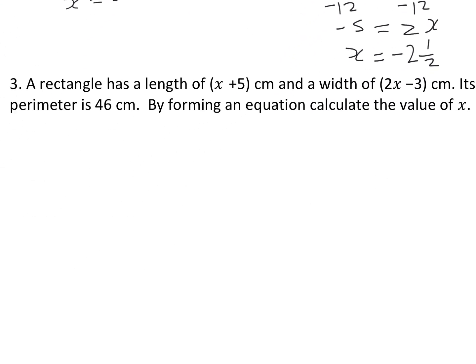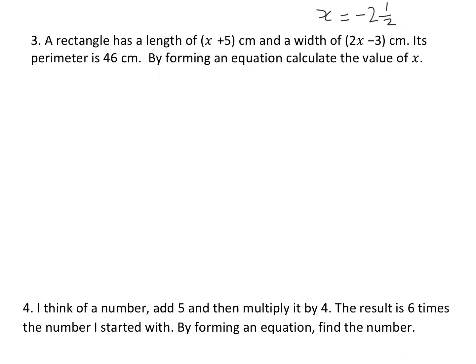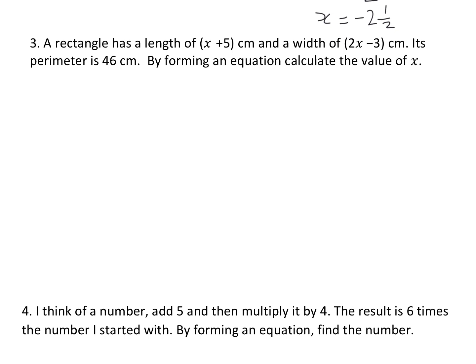Okay, some worded questions then. A rectangle has a length of x plus 5 and a width of 2x minus 3. Its perimeter is 46 centimeters. So let me just sketch this out. You've got x plus 5 on the length and 2x minus 3 on the side.